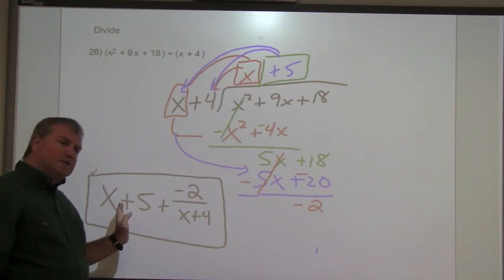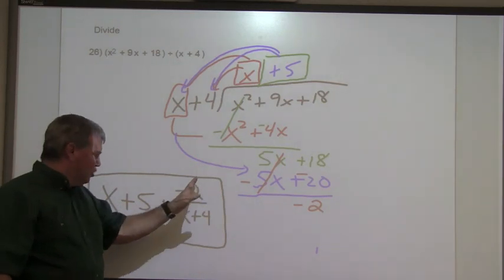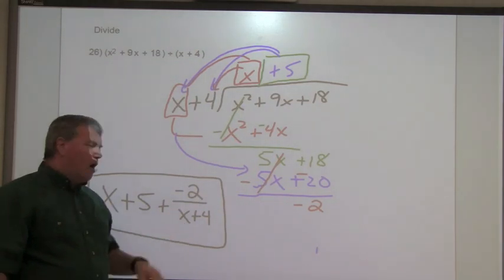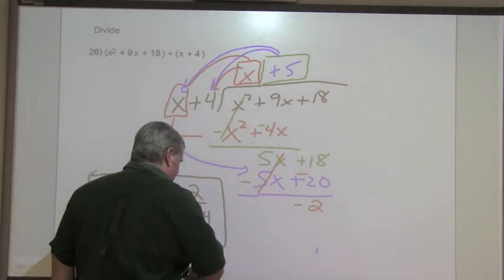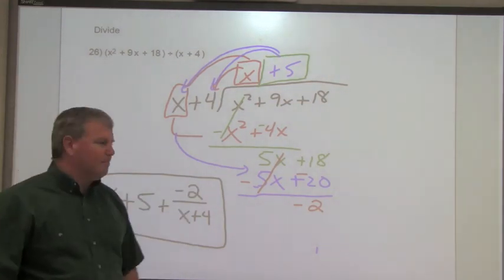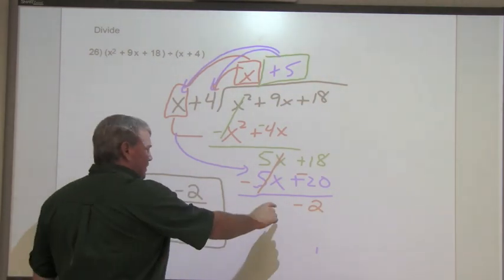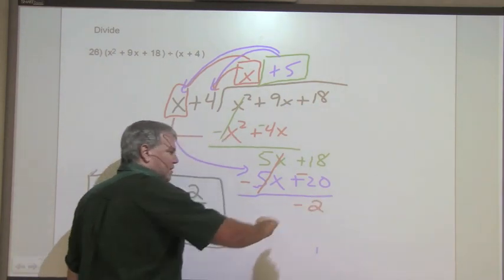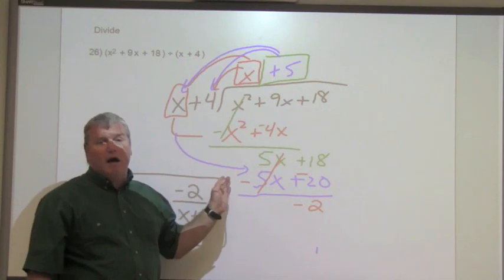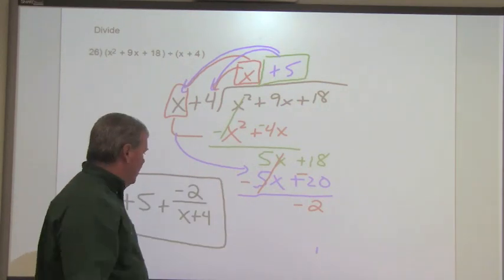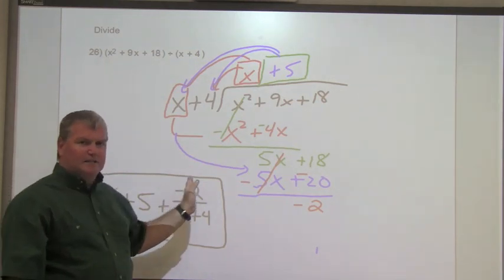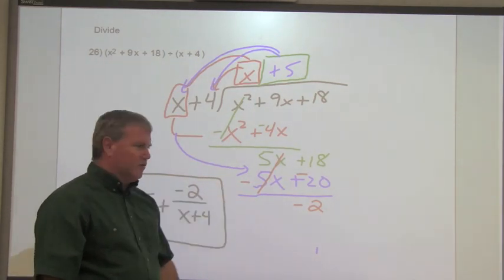Now it might have x plus 5 minus 2 over x plus 4. I don't usually put the minus there, because depending on the sign, I like to put plus and then put the negative on the top. Because if you end up with a binomial as a remainder, then that negative, if you put it here, goes to both terms in the numerator, so you don't want to do that. That's why I always put plus, then put whatever the remainder is.